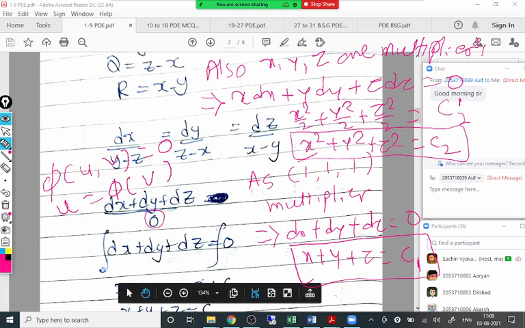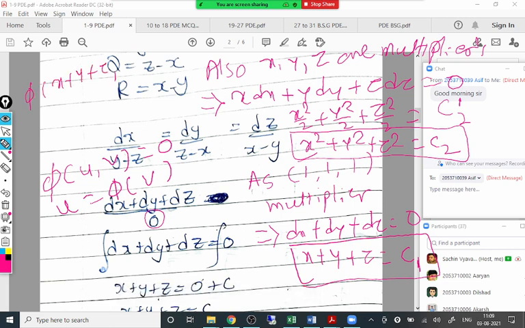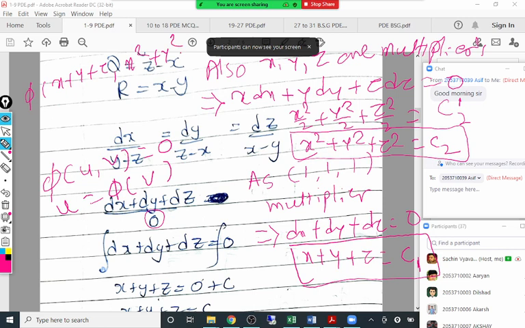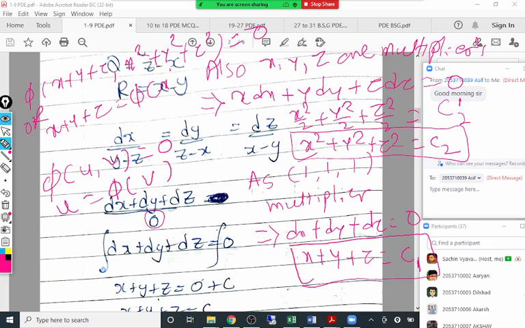So your answer may be this one, phi of x plus y plus z comma x square plus y square plus z square equal to 0, or that x plus y plus z is equal to phi of x square plus y square plus z square. These are the different ways.